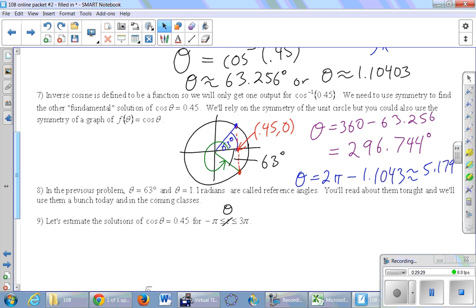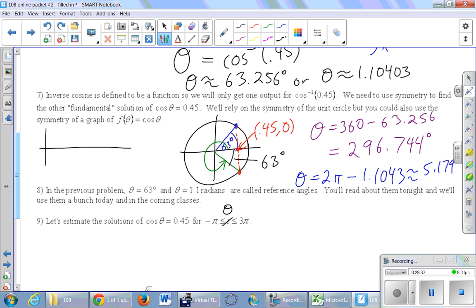You're also welcome to use symmetry on the graph of the cosine function. So you're just going to pick whichever way seems more natural to you. But for example, we know that the cosine function starts at the top and it's on its way down. So that's f of theta is cosine theta. And we were looking for places where the cosine was equal to 0.45. So we can go to 0.45, which is right around the middle here, and we can just shoot straight across from there. And we're going to see that we have two solutions.